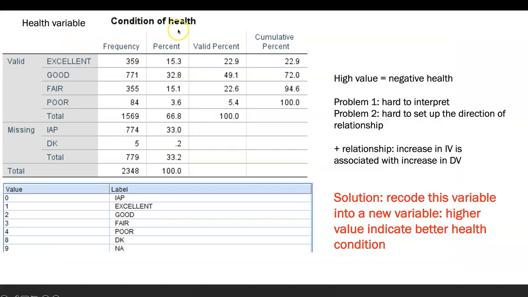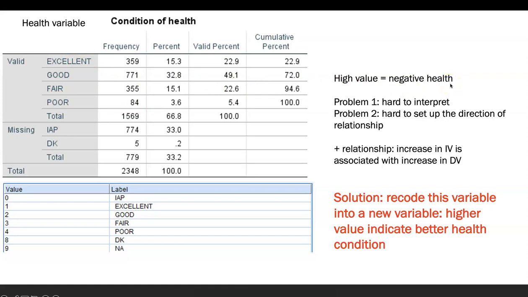So the condition of health: excellent, good, fair, and poor. We would say that excellent is the better or the positive health condition. But the problem is the values are coded as 1. The best health condition is coded as the lowest number, excluding the missing value. So there is the problem. The high value in this variable is the negative health condition.